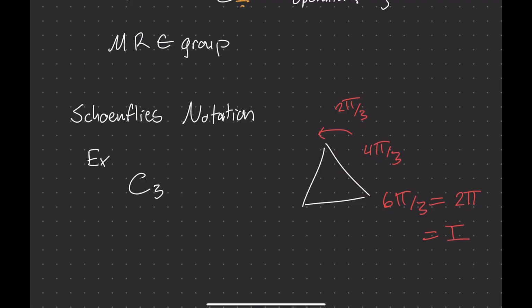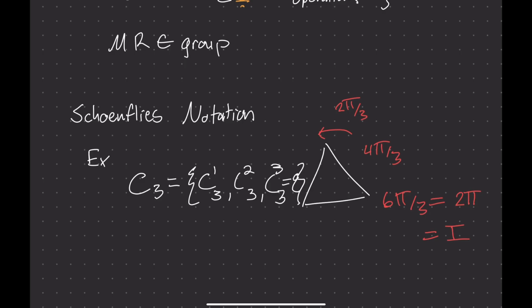So the way that you write that down in Schoenflies notation, all of these rotations have the symbol C, and the subscript 3 to denote that it is a threefold rotation. So you have a threefold rotation applied once, a threefold rotation applied 2 times, and then finally a threefold rotation applied 3 times, and that's just equal to the identity.